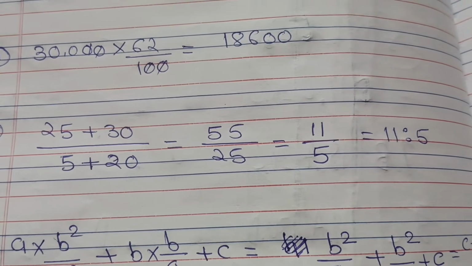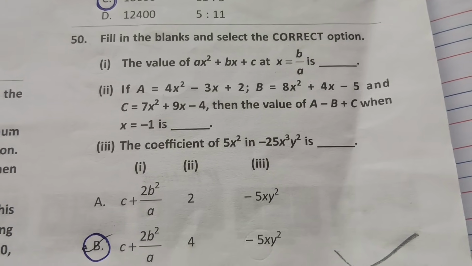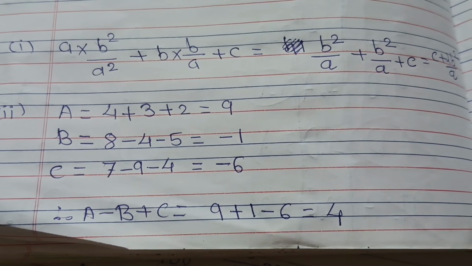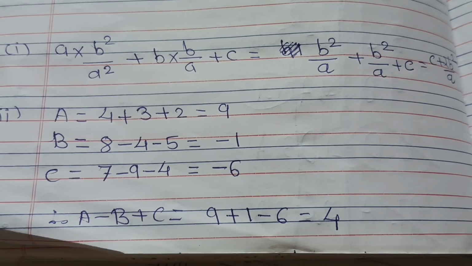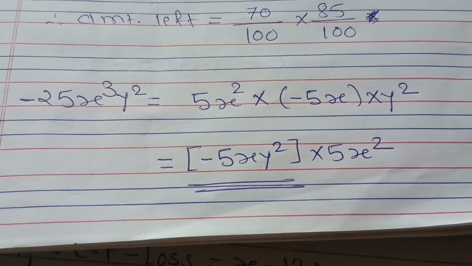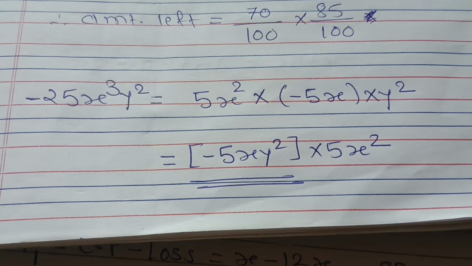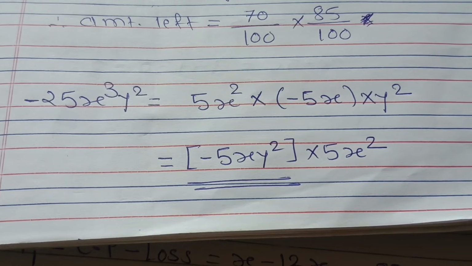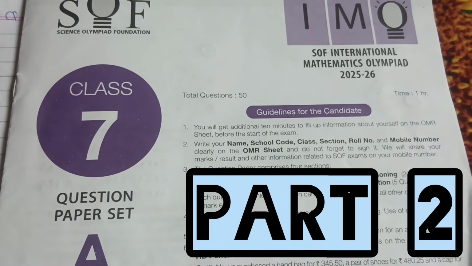Option C. Question, fill in the blanks and select the correct option. The value of all the three equations we have to calculate. See, here is the calculation part. For the first, its answer, the equation of the first is c plus 2b square upon a. For the second, its answer is 4. And for the third, the coefficient of 5x square is minus 5x y square. Hence option B. In this way, the class 7 IMO paper of set A of this year is explained.